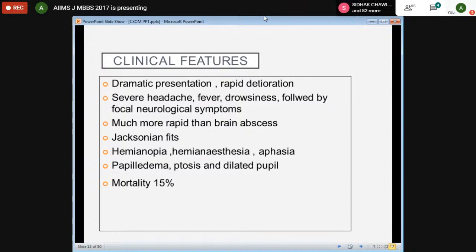So there may be fits, there may be hemianopia, hemianesthesia, aphasia, depending on the area involved. Papilledema and dilated pupils may also be seen because of the increased intracranial pressure. There is a high mortality with this condition.